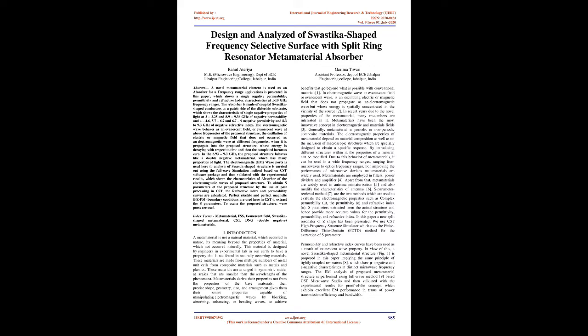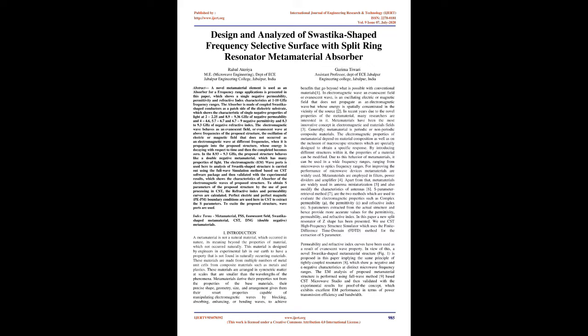To obtain the S parameters of the proposed structure, post-processing in CST is used, and the refractive index and permeability curves are calculated. Perfect electric and perfect magnetic (PEPM) boundary conditions are used here in CST to extract the S parameters. To excite the proposed structure, wave ports are used. Index terms: metamaterial, FSS, evanescent field, Swastika-shaped metamaterial, CST, DNG, double negative metamaterials.